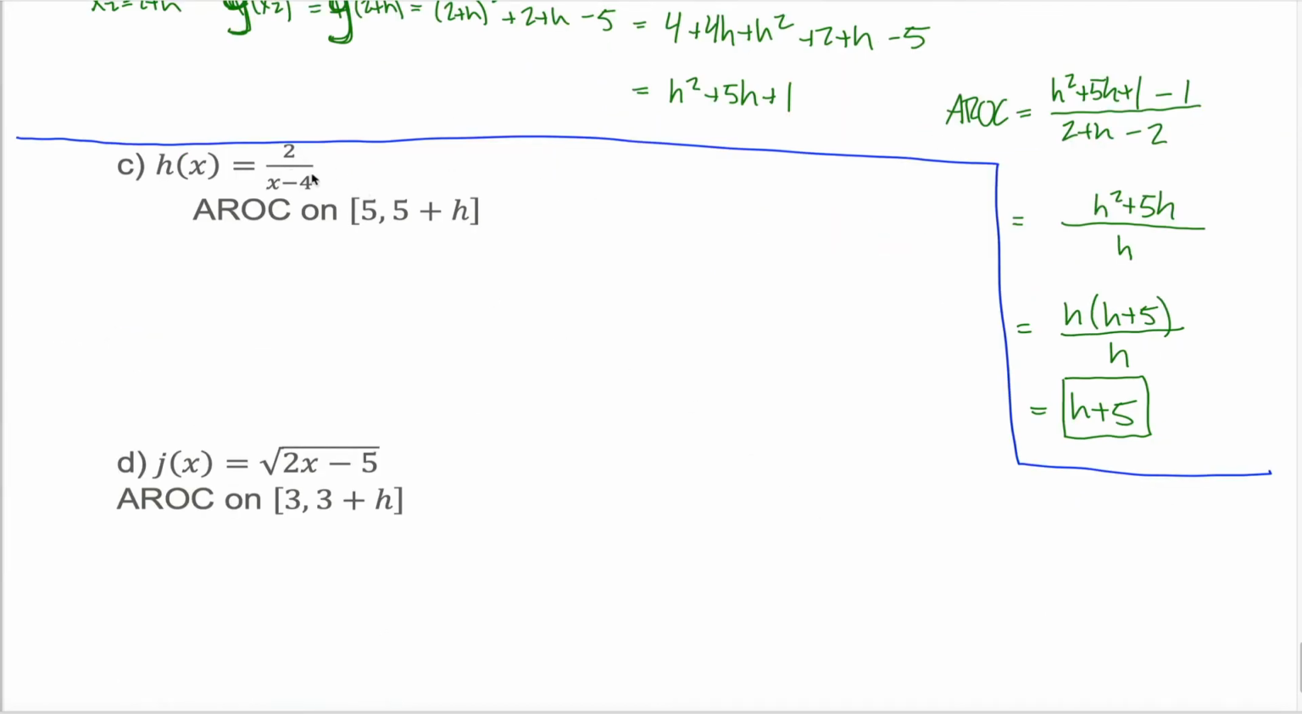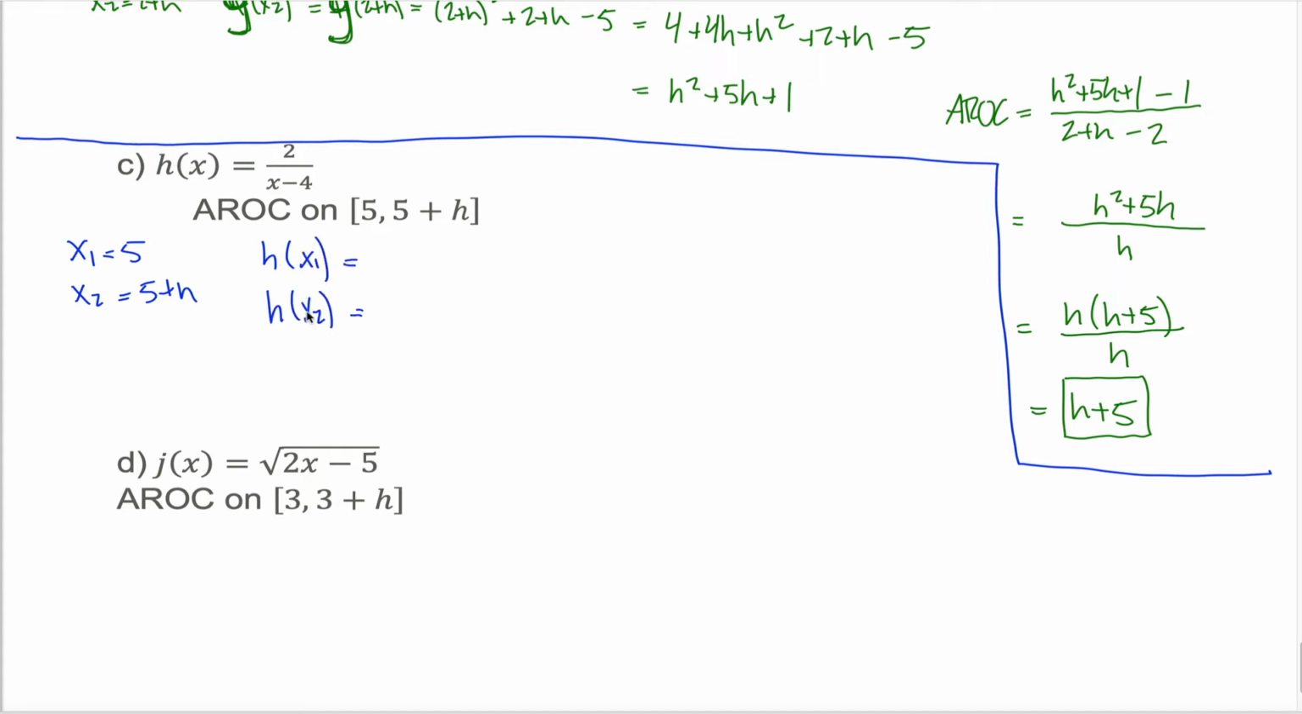Here's a different looking function. It's what's called a rational function. Looks like a fraction, kind of. Let's figure out the average rate of change of this rational function from 5 to 5 plus h. Sure, that's telling me that x1 is equal to 5, and it's telling me that x2 is equal to 5 plus h. If I have the two x values, I can figure out the two h of x values.